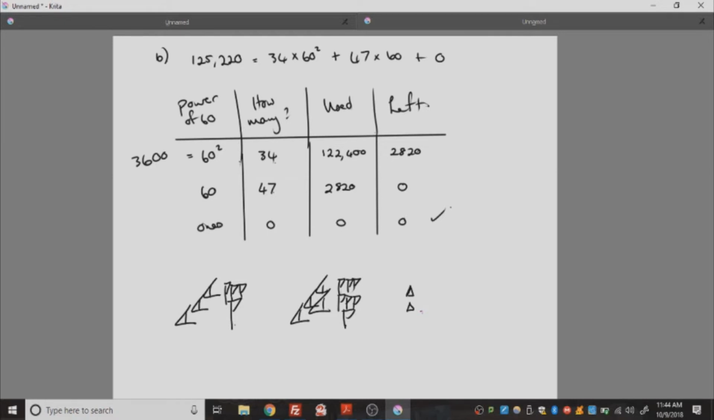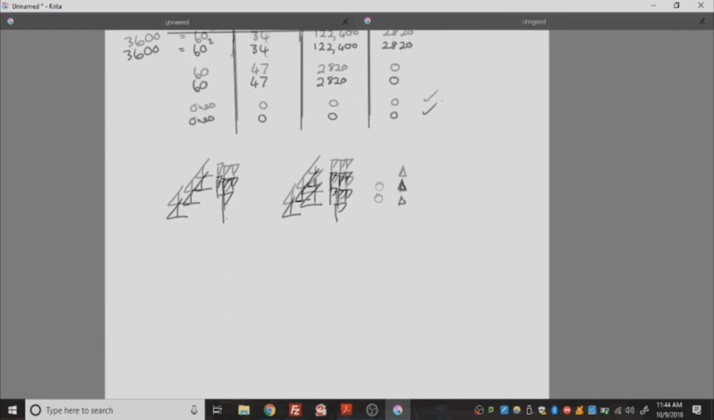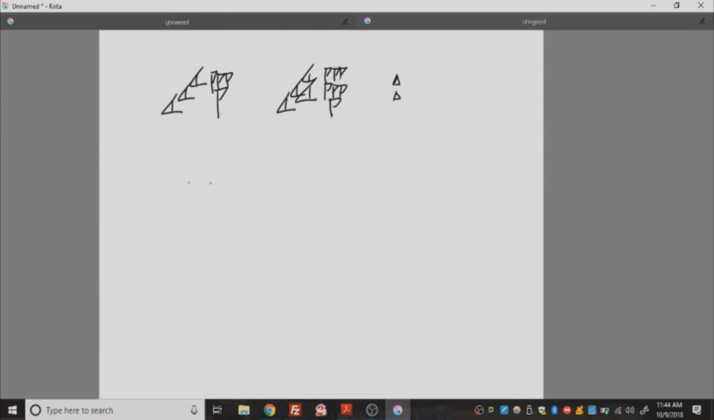You see the same thing over and over and over. I don't want to shut off my thinking completely, but it does become fairly straightforward after a while, hopefully. One more, 36,010. I think we can just do the split, because this is a fairly easy one. But you can use the table, you will see how many 60 squared, because remember that's 3600, can I fit in there.